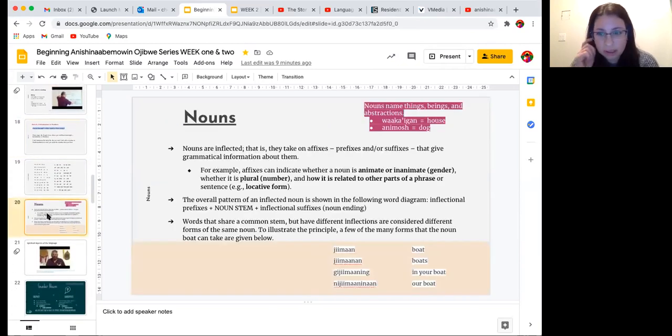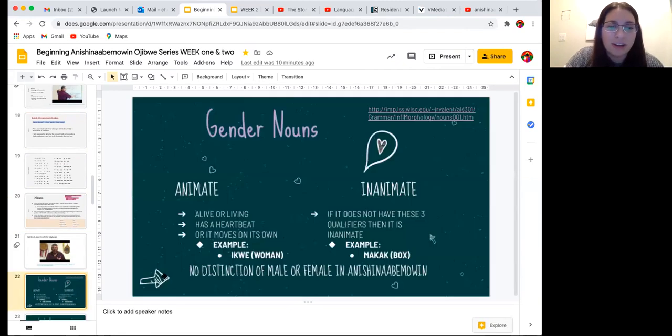We talked about nouns, how they can have animate or inanimate gender, which is not really gender. It just kind of means what kind of. I have the slide here. Animate means it's alive or living, has a heartbeat, or moves on its own, such as ekwe, which is woman. Inanimate means it does not have these three things. An example would be a box: makak, which is a box.